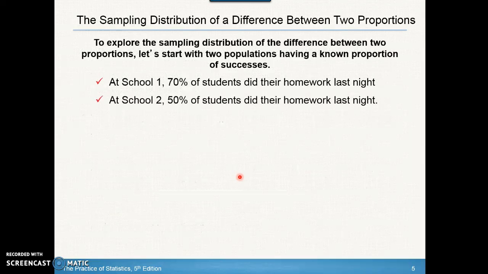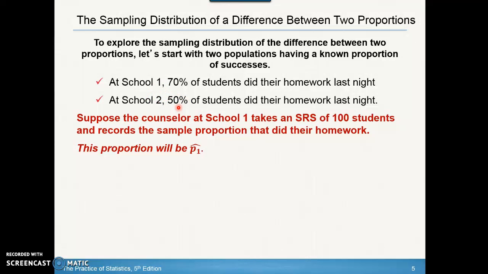Let's take a look at what the sampling distribution is going to look like between two proportions. To explore the sampling distribution of the difference between two proportions, let's start with two populations having a known proportion of successes. Let's say we're taking a look at school 1, and we know that 70% of the students did their homework last night. We're going to take a look at school 2. We know that 50% of the students at their school did their homework last night.